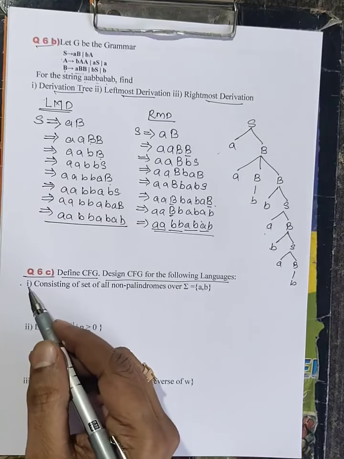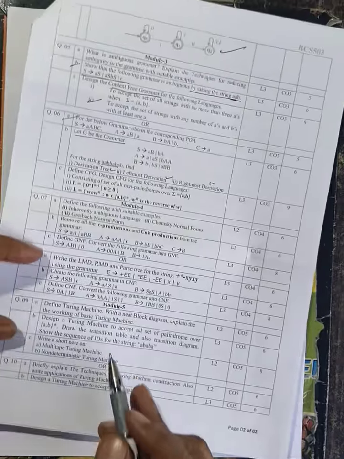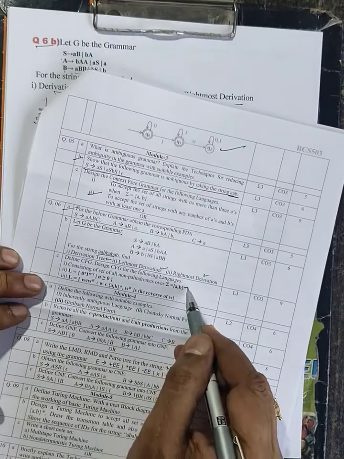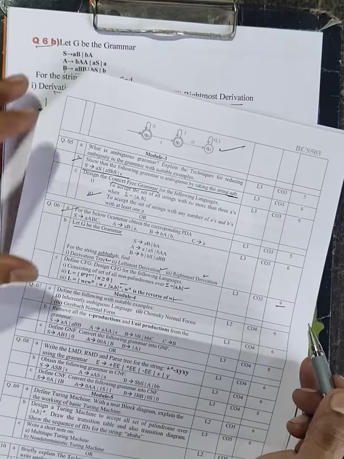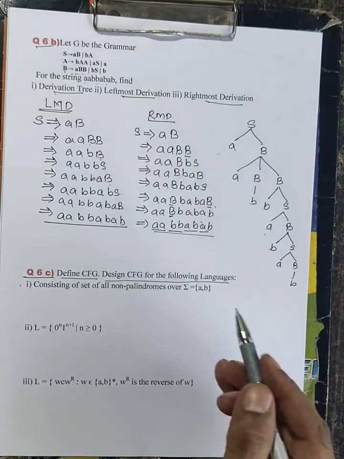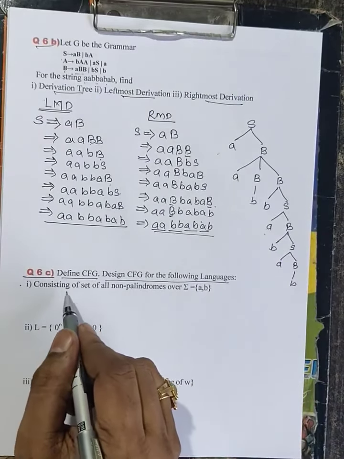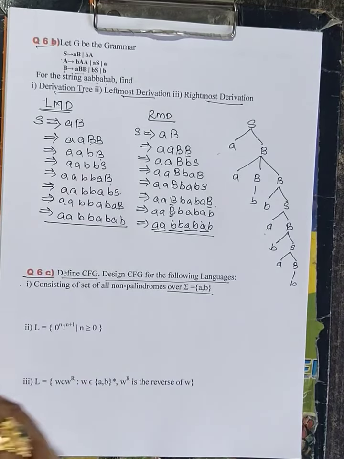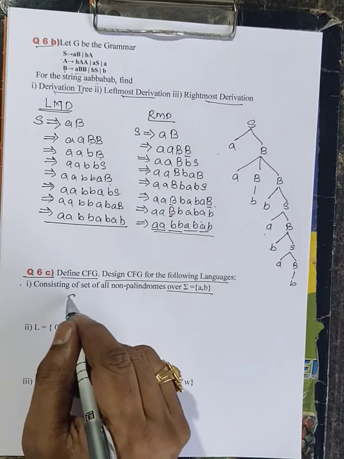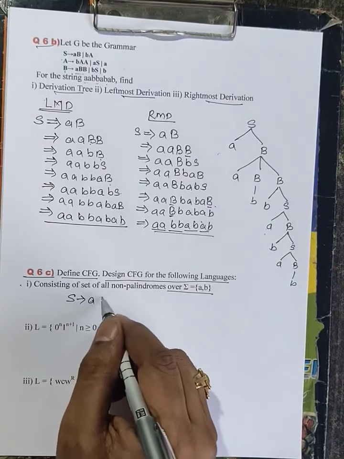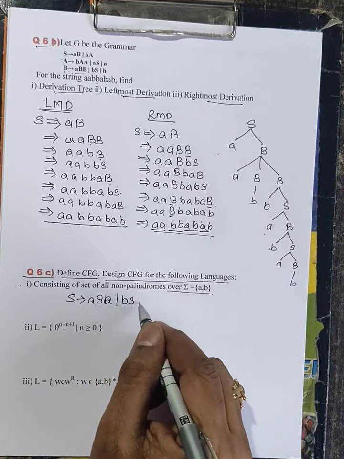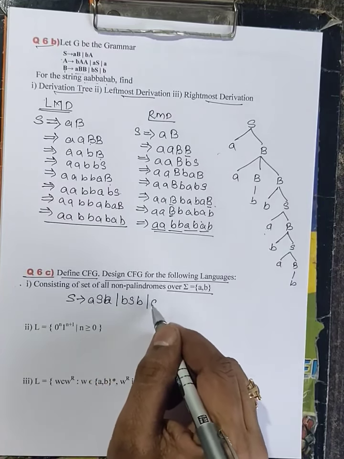Question number 1C is given, 3 questions. Each question carries 3 marks. Here the language is the set of non-palindromes over input symbols A and B. Non-palindrome means S produces ASA or BSB or A.